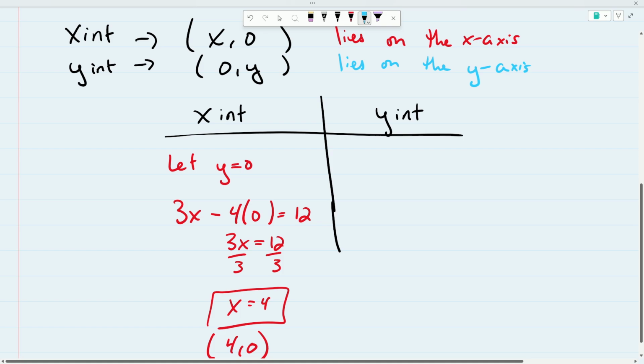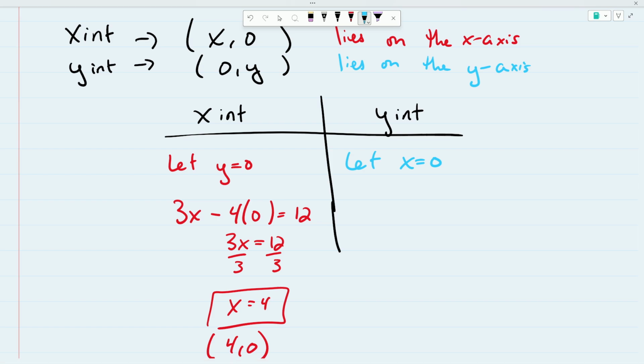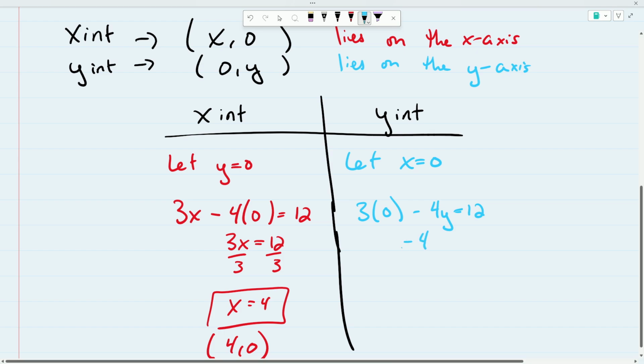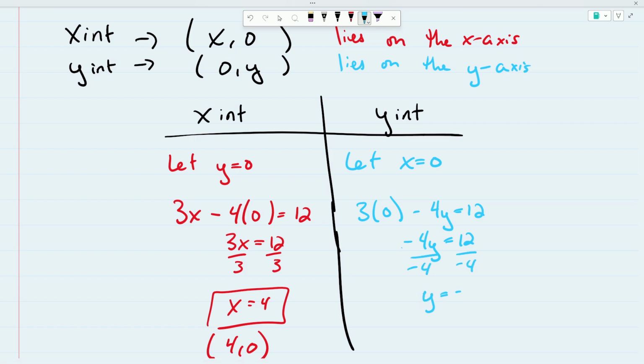Do the same exact thing for the y-intercept. I'm going to let x equal 0, because remember, at a y-intercept, you moved up or down on the y-axis. You did not move left or right at all. So we let x equal 0, we make our substitution, and then we solve for y. We get negative 4y equals 12. Divide both sides by negative 4 to give me y equals negative 3. So that ordered pair is 0 comma negative 3. Okay? And that is a little bit of review of a linear equation in two variables.